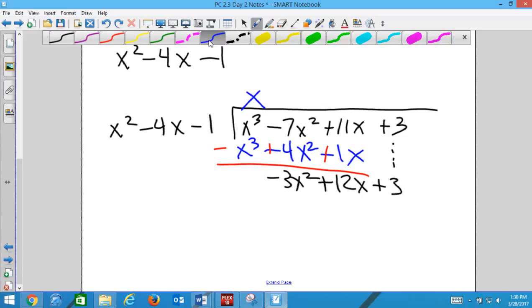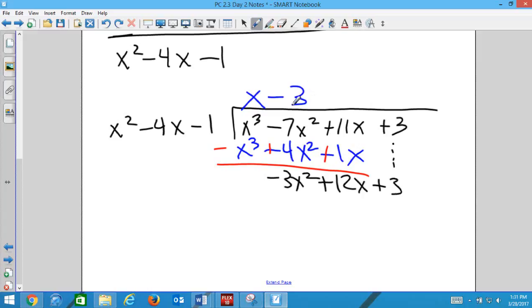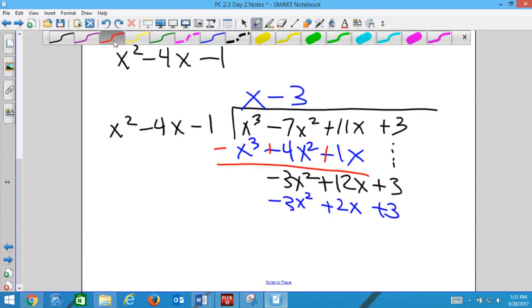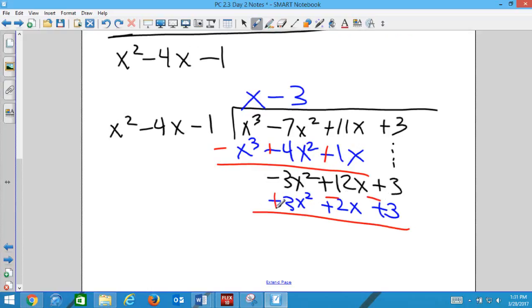And we divide again. X squared goes into negative 3x squared. How many times? Negative 3 times. And then we distribute negative 3. Negative 3x squared, positive 12x, positive 3. We draw the line, change the signs. And if you've done this right, it should give you a remainder of 0. These are all checks: if I'm not getting a remainder of 0, there's something wrong. If you've done it right, it should give you a remainder of 0 because these should all be factors.